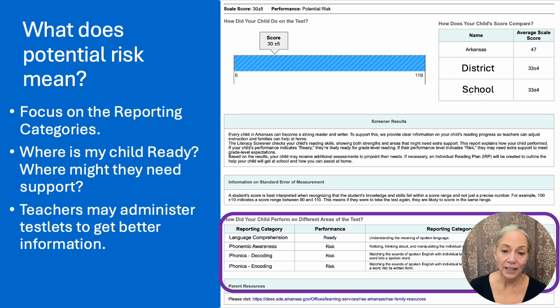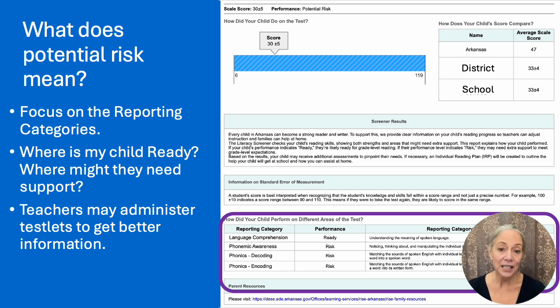So those 4 areas are what are assessed, and in this particular child's case, you can see the student was ready in language comprehension. So that means they're able to understand the meaning of spoken language. Language comprehension gets at when do they recognize the meaning of words that are part of our spoken language? And then phonemic awareness and then phonics decoding and phonics encoding were areas of need for this particular child. So this is important because this helps you to understand where your child might struggle to access grade level instruction and what you might want to know about how your child's teacher is helping your child get up to grade level in these particular areas.